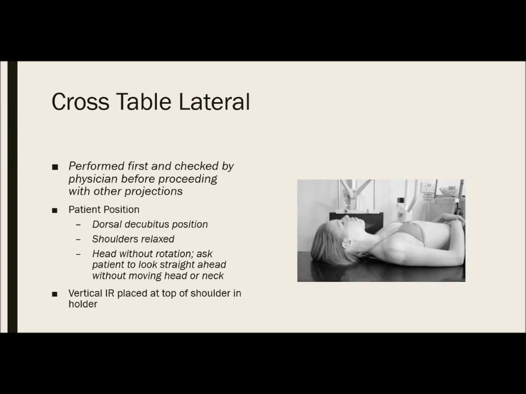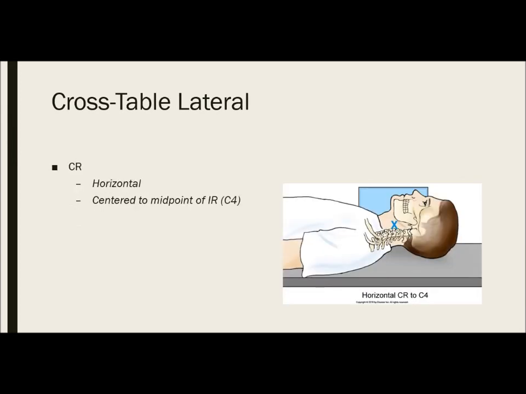You want the head without rotation. You want to ask the patient to look straight forward without moving the head or the neck. You want to put your image receptor vertical, and you want to place the top of it at the shoulder in an actual grid holder like we have in the lab. Our central ray for this one is horizontal, and it's the same central ray as you would use for your lateral grande. It's just centered to the midpoint of the image receptor, which is C4.